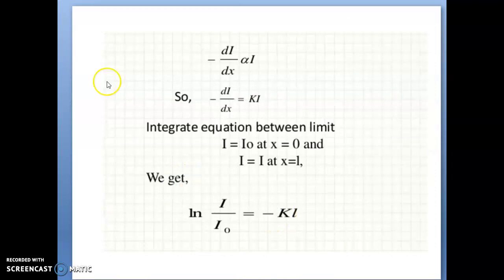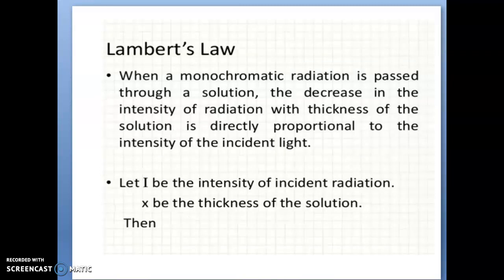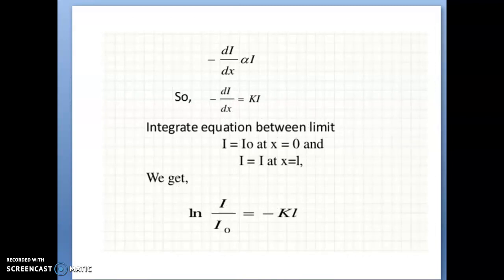Then we can write that minus dI by dx is directly proportional to I. We can put that in equality sign, and a proportionality constant comes in: minus dI by dx is equal to k into I. Integrating the equation between the limits I is equal to I0 at x is equal to 0, and I is equal to I at x is equal to L, we get ln I by I0 is equal to minus k L.